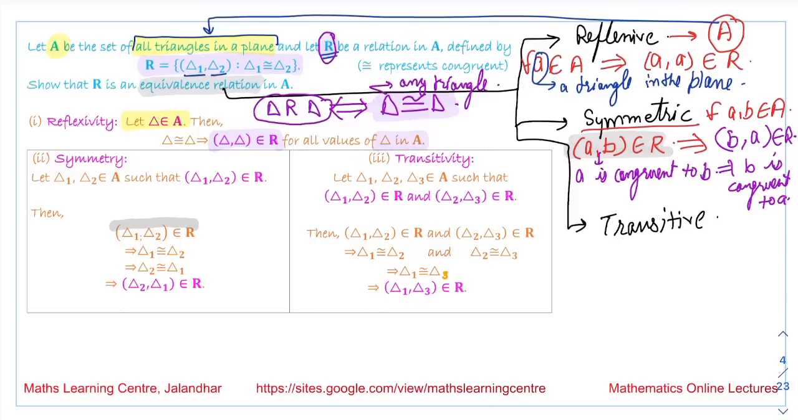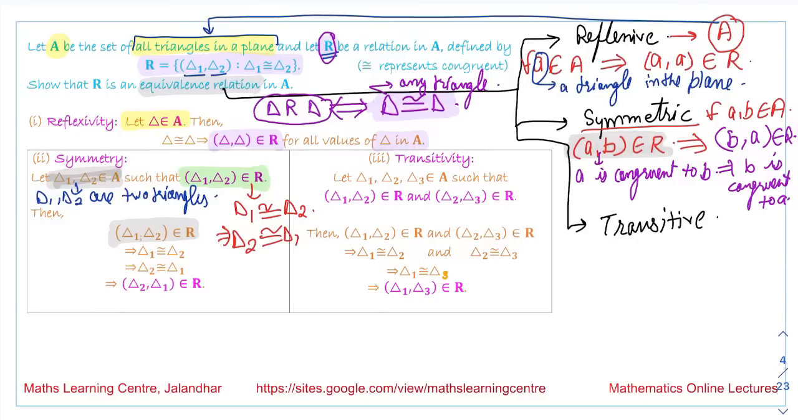We are saying that if delta 1 and delta 2 are from A, how can you read this? We are saying that delta 1 and delta 2 are two triangles. Next, delta 1 comma delta 2 belongs to R. What this means is that delta 1 is congruent to delta 2. If delta 1 is congruent to delta 2, it means delta 2 is also congruent to delta 1, and this means that delta 2 comma delta 1 belongs to R. So we are saying this relation is also symmetric.